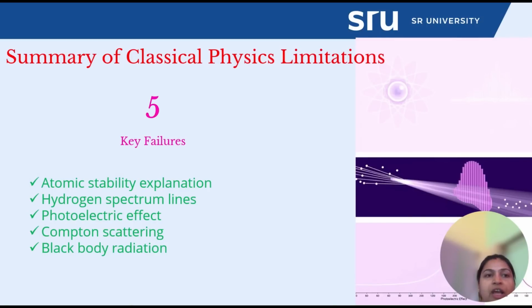If we summarize the classical physics limitations, there are five key failures: classical physics fails to explain atomic stability, hydrogen line spectra, the photoelectric effect, Compton scattering, and black body radiation. So to overcome this, the de Broglie hypothesis of matter waves came.